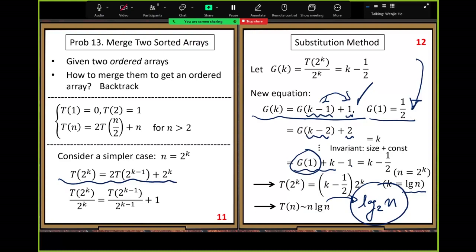Here you can see we use the power of 2, we get an estimate. Then for the general case, we can still use the same approximation, the general term. Okay, same approximation.